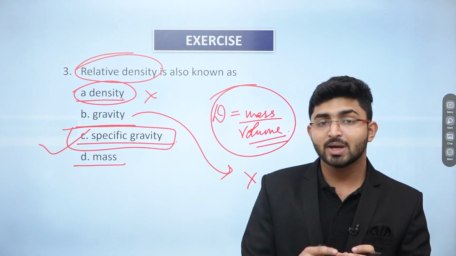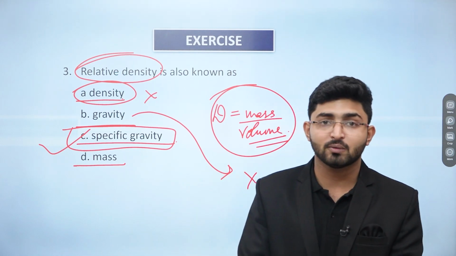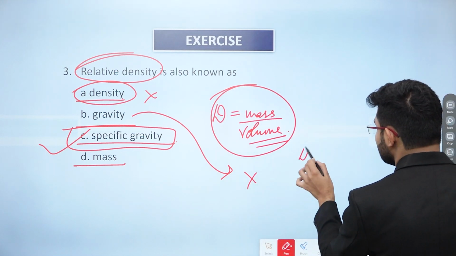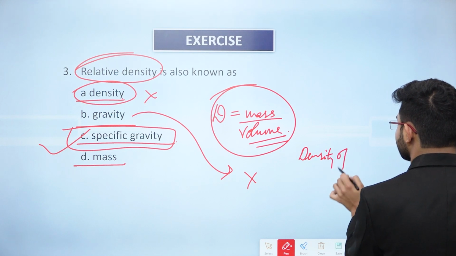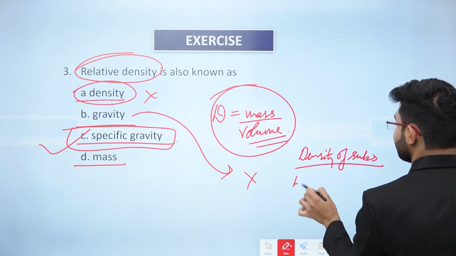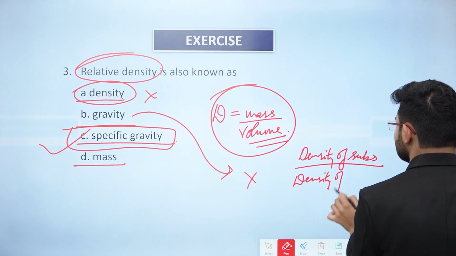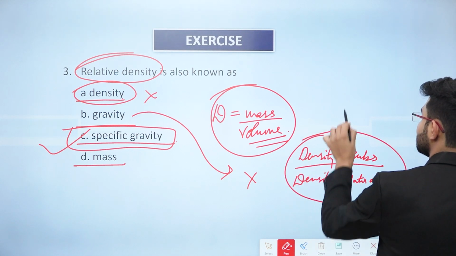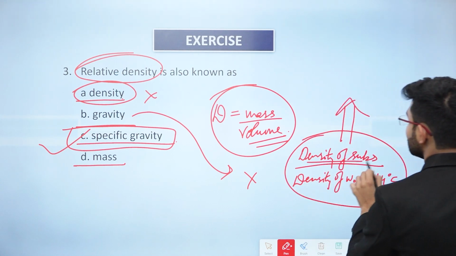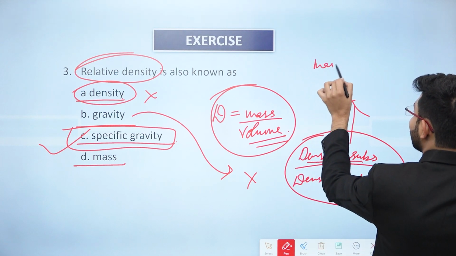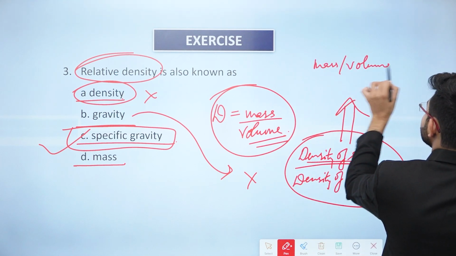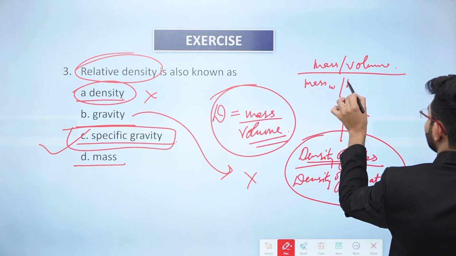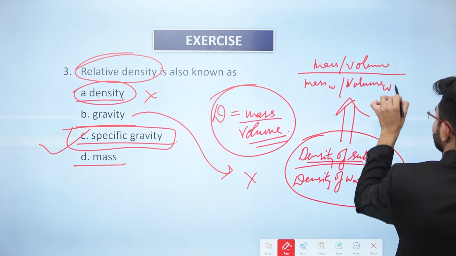And why is it so? Because we are comparing the density of a substance to the density of water at 4 degrees Celsius. When we are substituting the values, if we are writing density of substance upon density of water at 4 degrees Celsius, the density of substance becomes mass of that substance upon volume of substance, right? And upon mass of water, I am writing mass W upon volume of water, right?